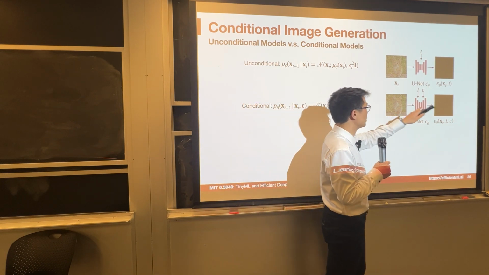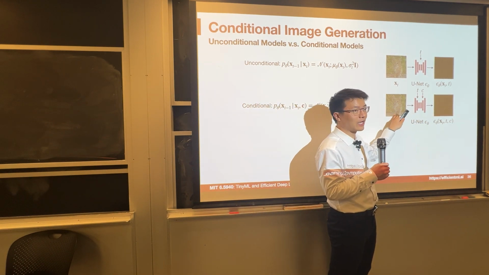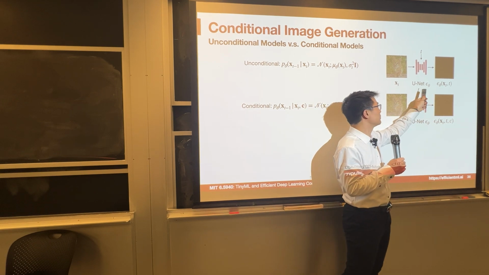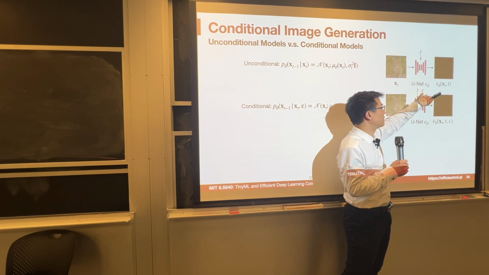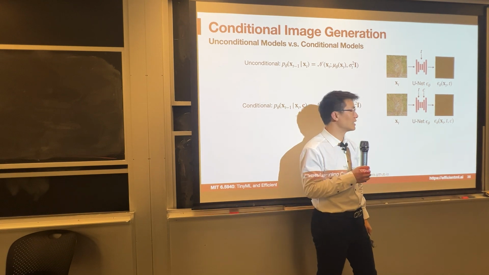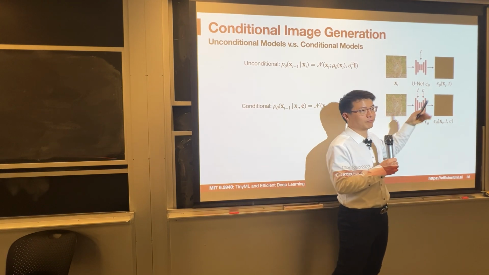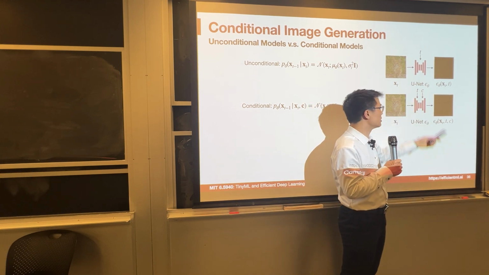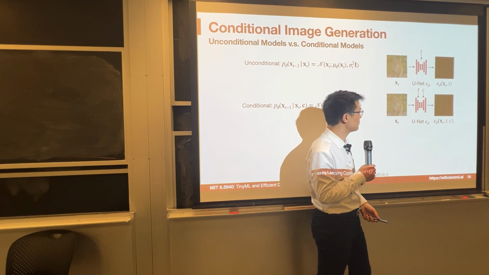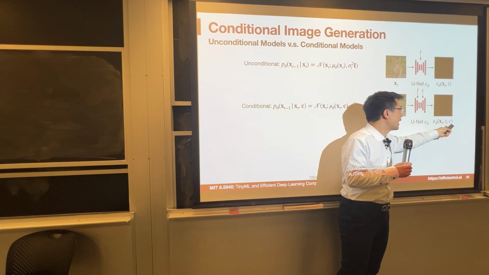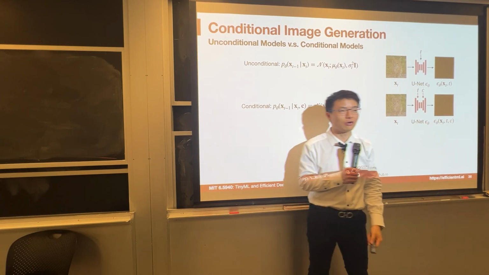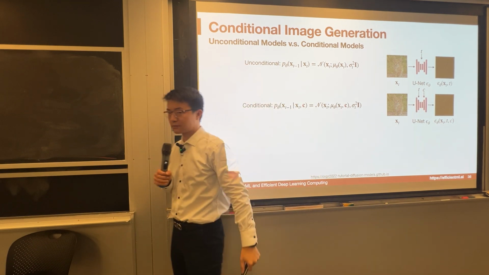Here, the UNet previously had only one input, which is xt. Now it has another input, the condition, which is the text, image, or class label you input as a condition. So this epsilon now has three parameters: the image, the timestamp, and also the condition.